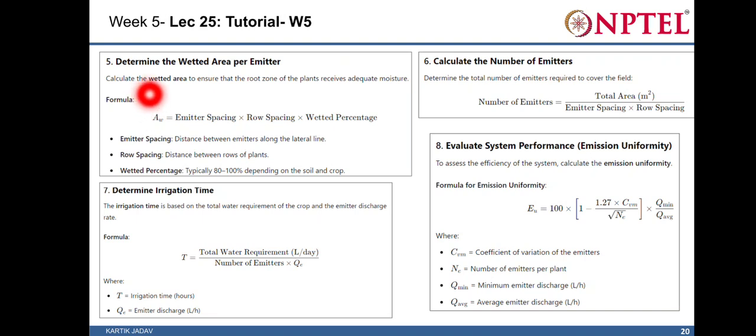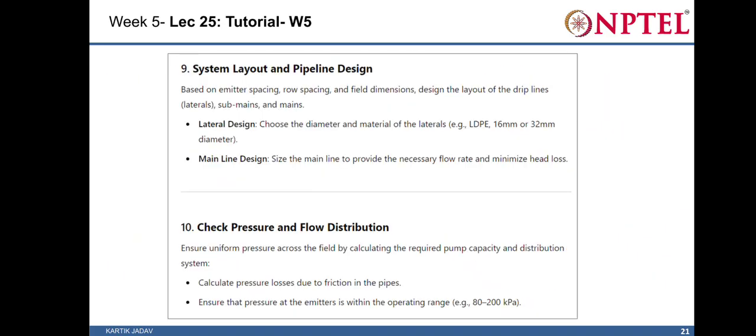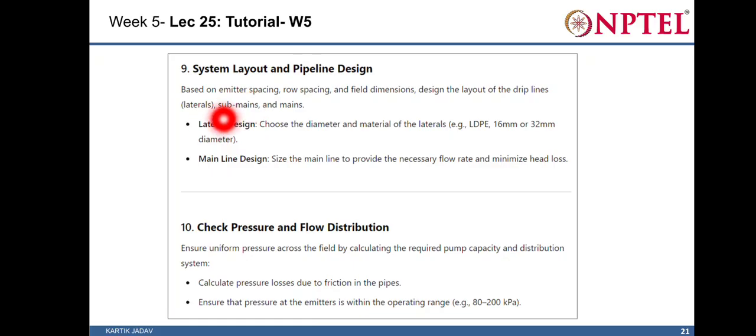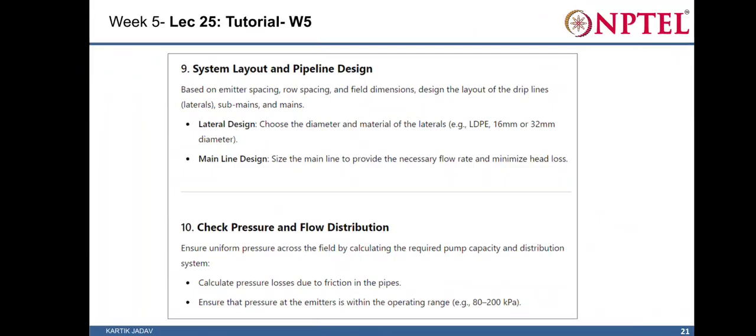Then determine the weighted area perimeter, calculate the number of emitters required per plant, then determine irrigation time and evaluate the performance or emission uniformity of the system. Finally, we need to design the system layout and pipeline design, and then check the pressure and flow distribution, and based on that we can plan the design.